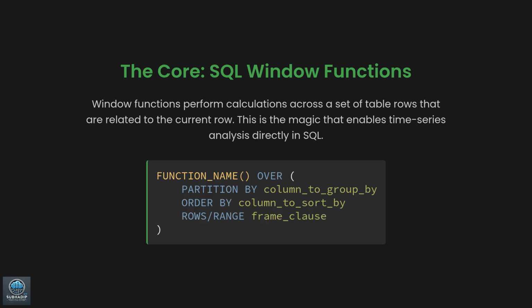The core concept behind all these techniques is SQL window functions. Unlike aggregate functions which collapse rows, window functions perform a calculation for each row based on a related set of rows defined by the OVER clause. This allows us to compute things like running totals and moving averages.